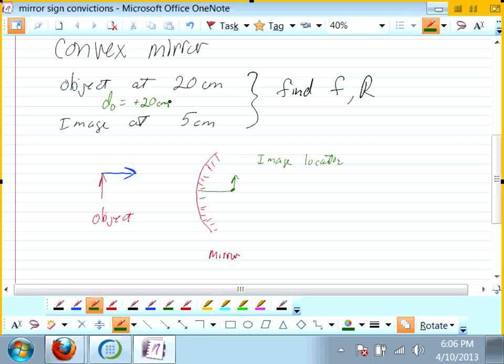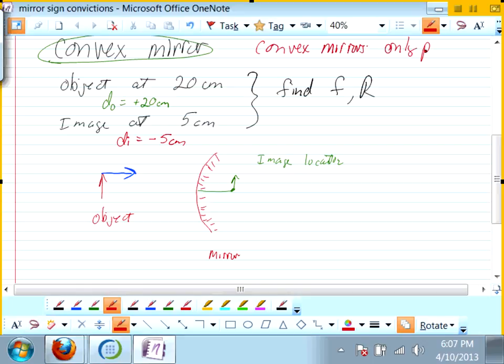Turns out that convex mirrors only produce virtual images. That's something that should come to mind when you hear the word convex: convex mirror, that only produces a virtual image. If it's a virtual image, it's a negative distance. So dI is equal to minus 5 centimeters. Convex mirrors only produce virtual images, so dI is negative 5.